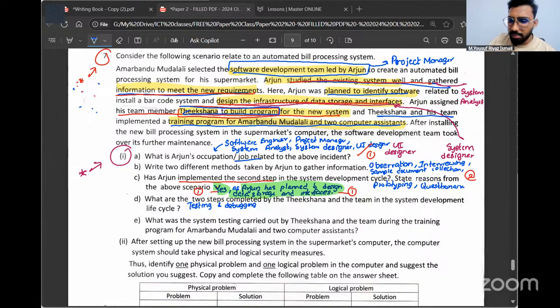So probably in acceptance testing only we might go and show Amarabandhu and his team, okay, this is how the program has to be used. And they can ask Amar Bandhu and the team to use that program. They can teach how to use it and make them use it. So testing and debugging is what we're talking about in this training part.